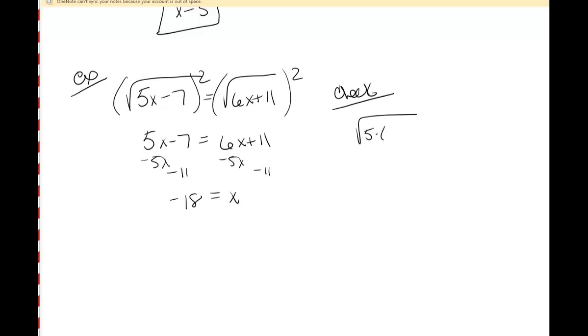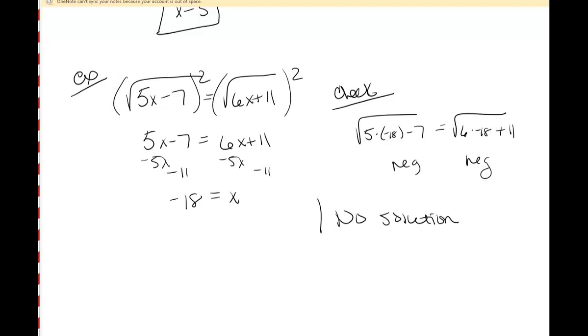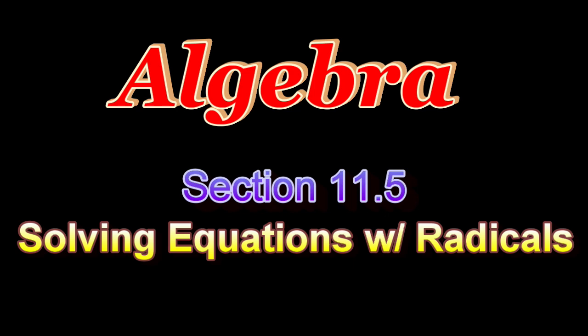So if we have 5 times negative 18 minus 7, and then 6 times negative 18 plus 11, guess what? Negatives underneath the radical. And that means actually we have no solution. All right, that's why it's really important to check your answers and to reason your answers and to remember things like we can't have negatives underneath the radical.